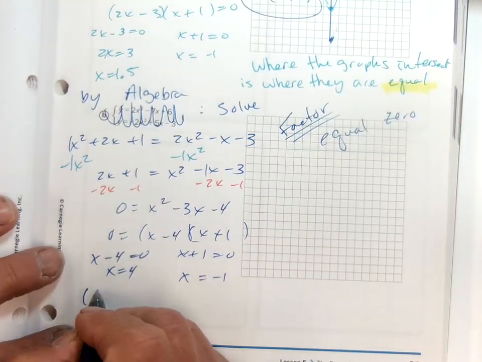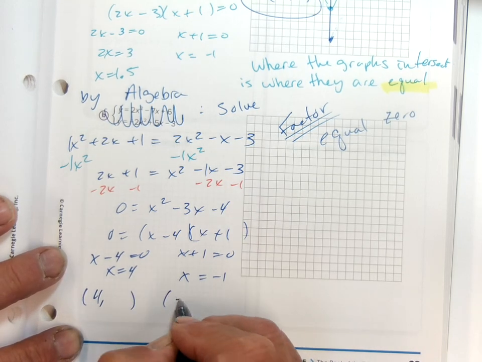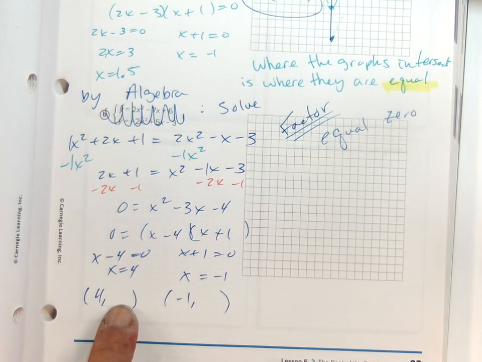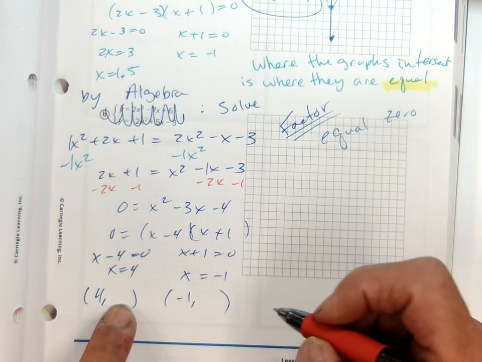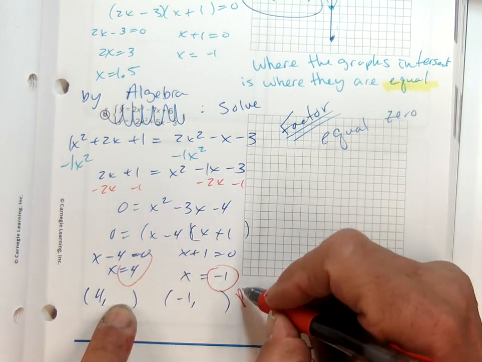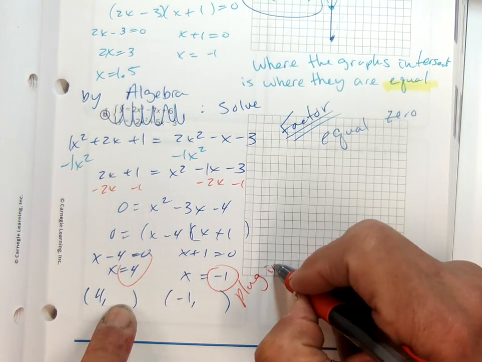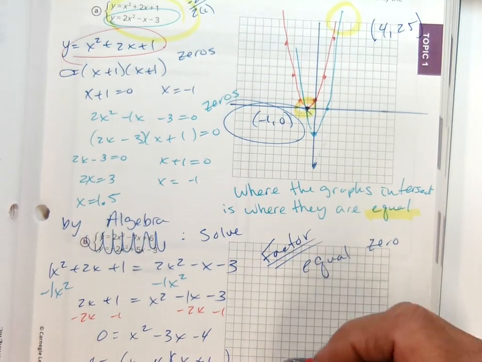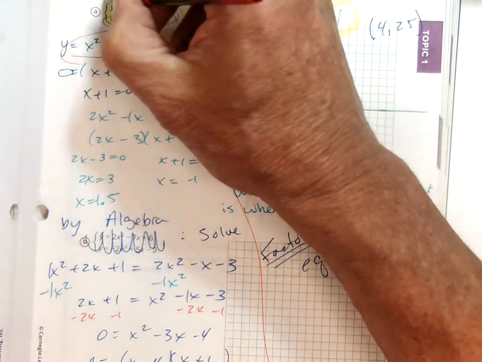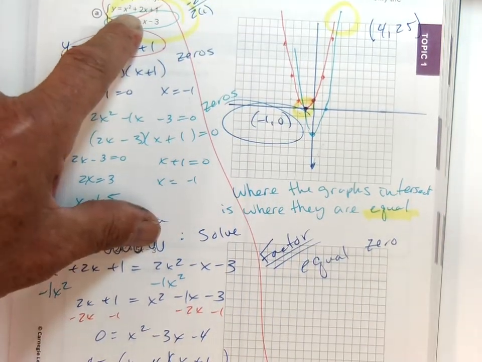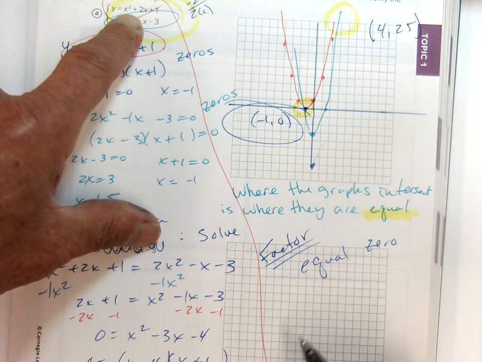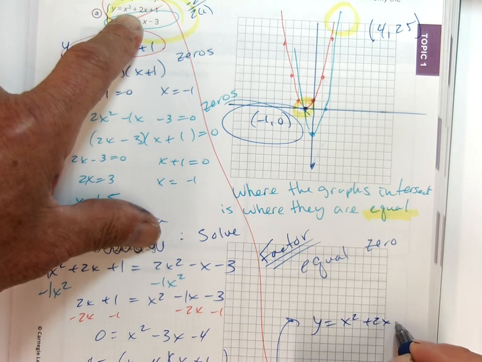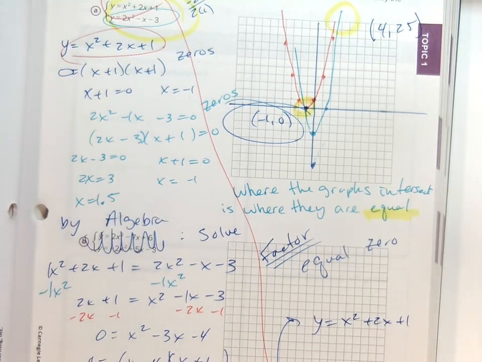Now, what we need is their y value. We know we've got an answer of 4 something and negative 1 something. So I need a y value. To get the y value, we're going to plug these in. Either equation, but probably the easiest one is the first equation: y equals x squared plus 2x plus 1. I'm going to plug them both in, so I need two answers.